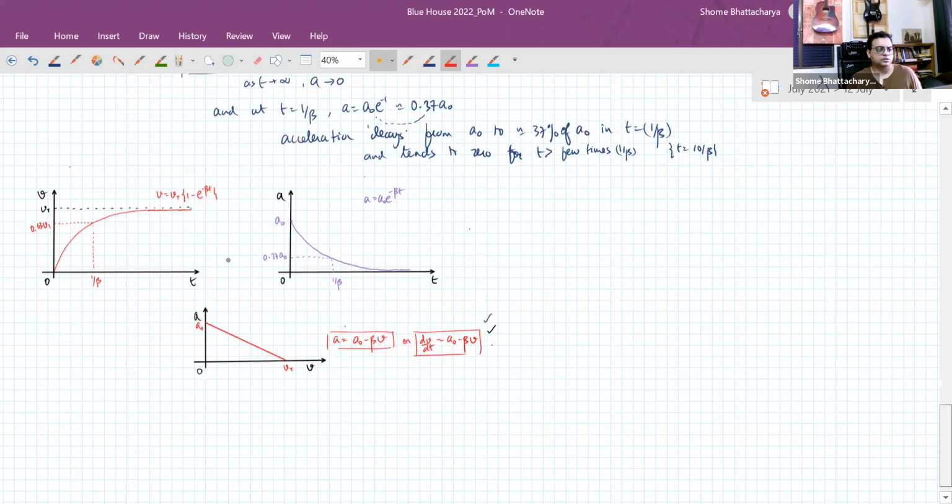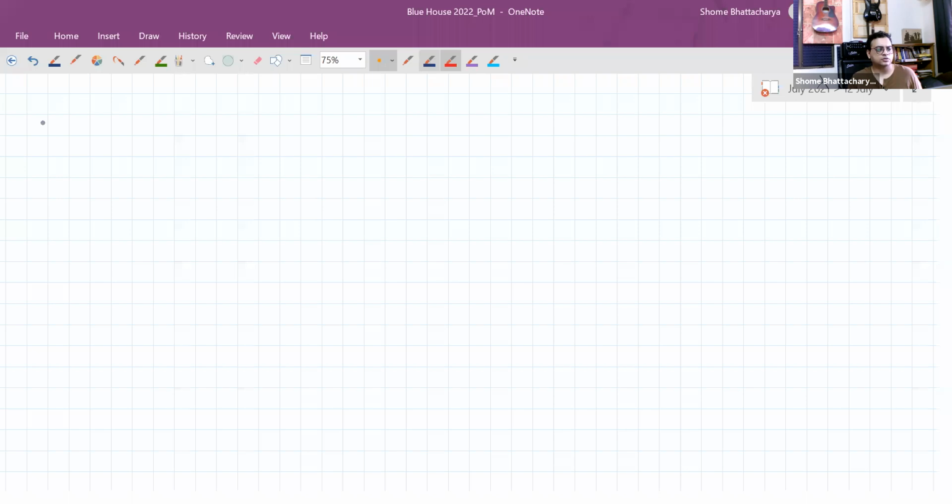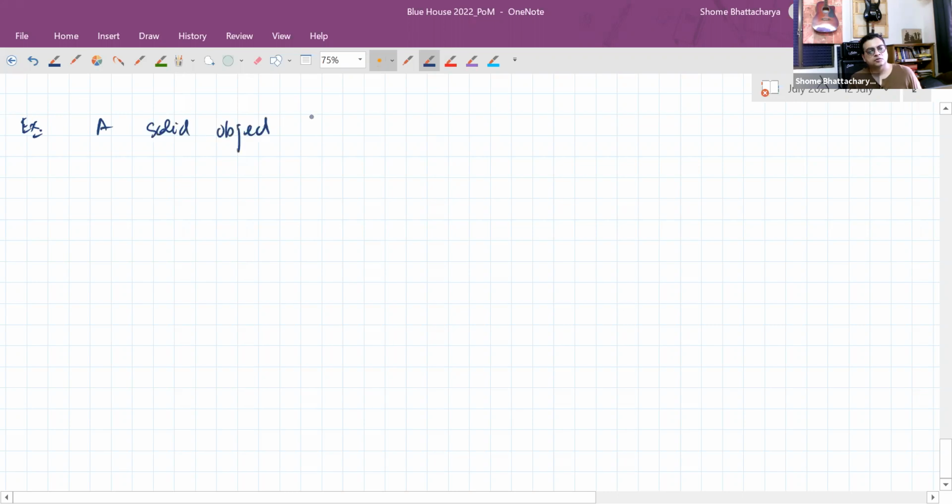Okay, so now let's move on to some typical type of numerical problems. For example, we can have something that doesn't even exactly involve Stokes' law. It's more like an application of the general concept of viscous force or drag force, which is again of the type we have discussed above. Okay, so a solid object is dropped inside a fluid from rest.